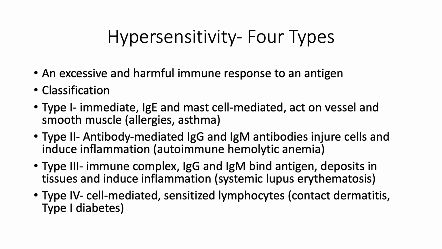Type 2 is antibody-mediated, by IgG and IgM antibodies. These injure cells and induce inflammation. The prime example is autoimmune hemolytic anemia. Type 3 is immune complex, where IgG and IgM bind the antigen. There are deposits in tissue, and they induce inflammation. Systemic lupus erythematosus is the textbook example of this. And finally, type 4 is cell-mediated. These are sensitized lymphocytes, and this is seen in contact dermatitis and type 1 diabetes.